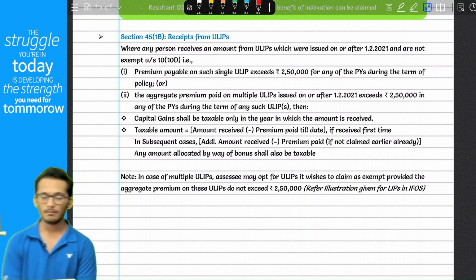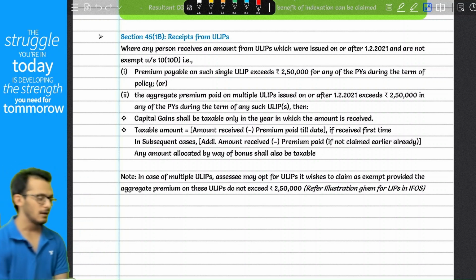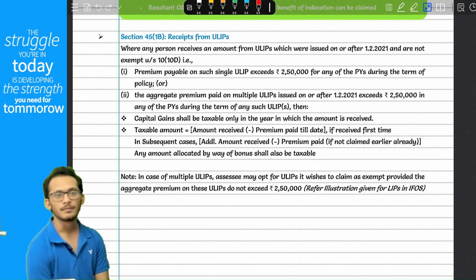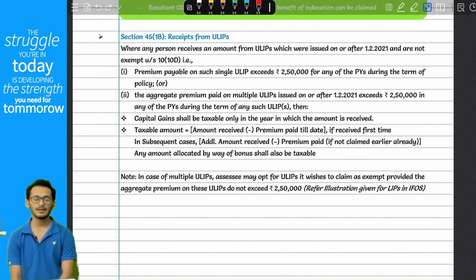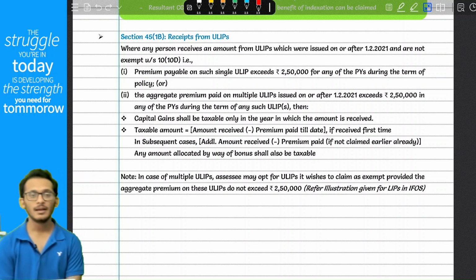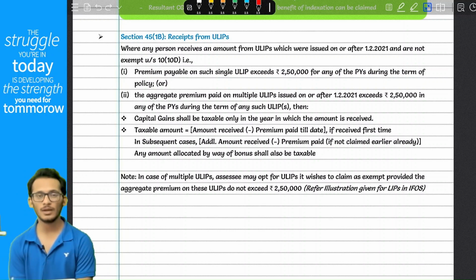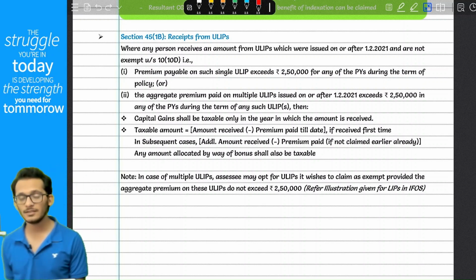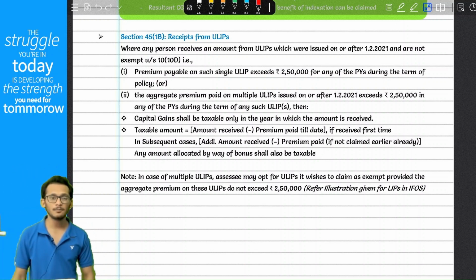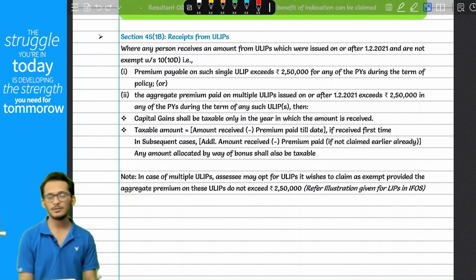Yes. However, in case you have taken multiple ULIPs, up to 2,50,000 worth of premium in a current year can be exempted. Any other policy which is having more than 2,50,000 or after the 2,50,000 will be taxable. Which means if you have multiple policies, take certain policies up to 2,50,000, you can treat them as non-taxable. Balance policies, you can take them as taxable.